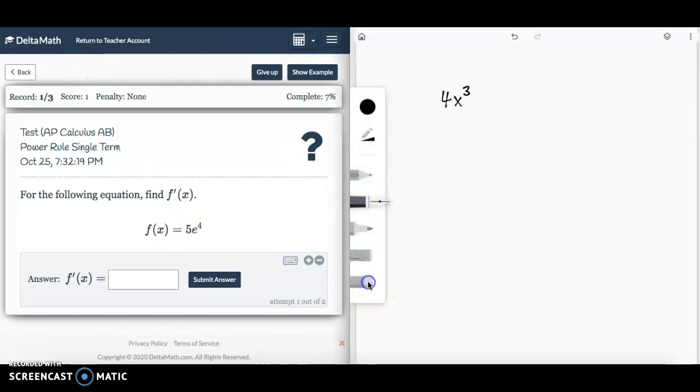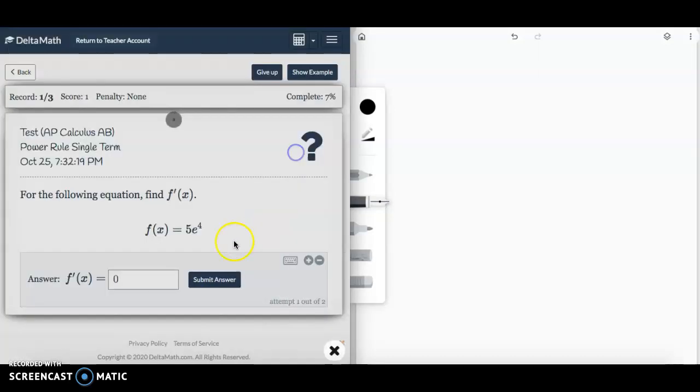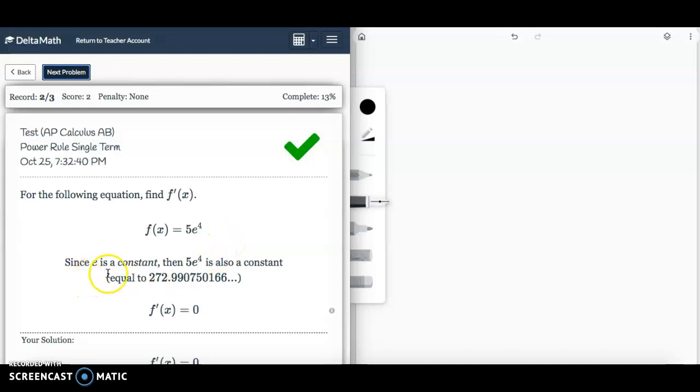All right, this one. Let's see, 5e to the 4th, well geez, 5e to the 4th, well that's just a number, right? E to the 4th is just Euler's number to the 4th times 5, so that's just a constant. And what's the derivative of any constant? Well, that would be 0. Right? Since e is a constant, then 5e to the 4th is also a constant.